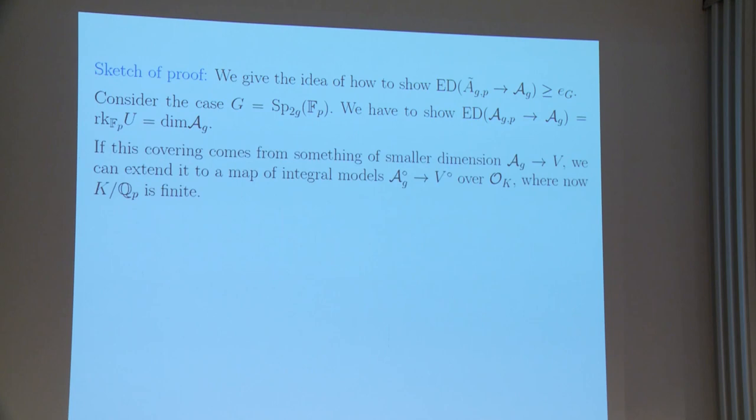And well, the idea is if this covering comes from something of smaller dimension, let's say AG mapping to V. So first of all, this has some nice integral model, and then I can make an integral model of V over OK, where now I switch settings. K was algebraically closed before, but now I'm going to assume K over QP is finite. So there's some kind of specialization argument that allows you to do that. Okay, so this is now an integral thing.